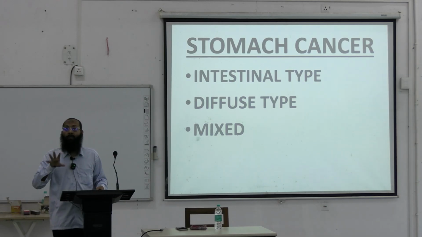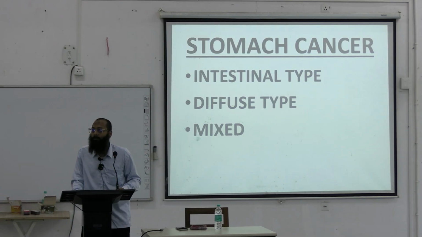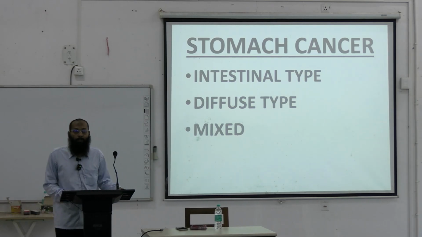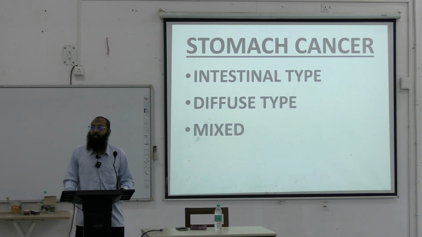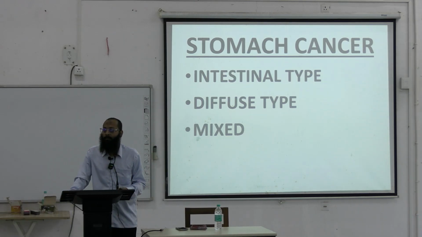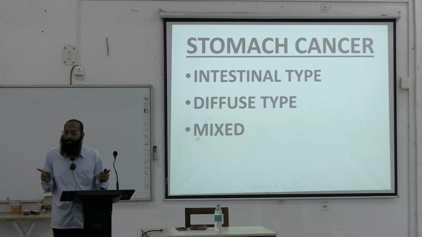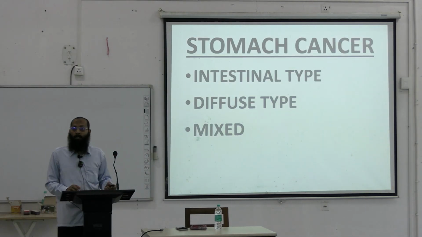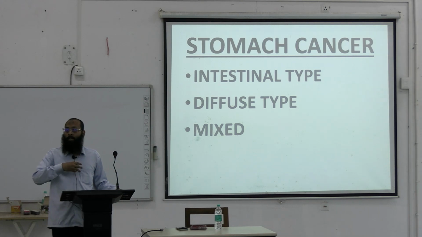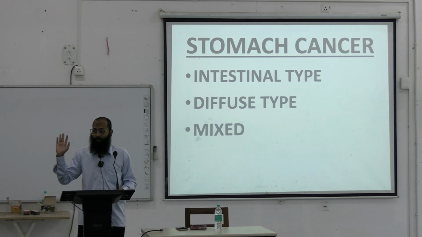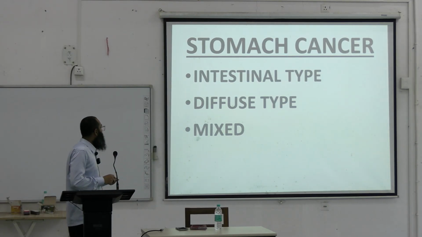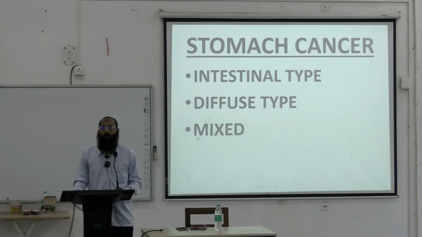Why were they not forming glandular structures? I have told you about the CDH1 mutation. In that case there is no E-cadherin. So what will be the result? The cells will be discohesive, and that's why this type of cancer develops. Diffuse type means the malignant cell population is totally discohesive, not forming any glandular structure. So under the Lauren classification there is intestinal type, diffuse type, and mixed. Fine.